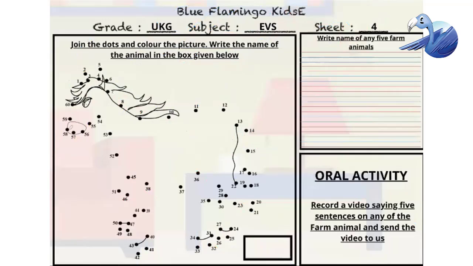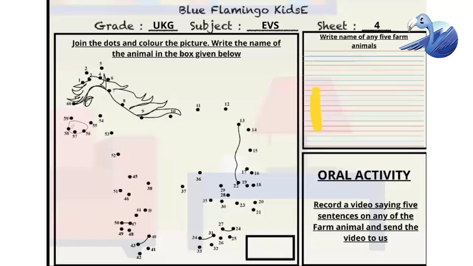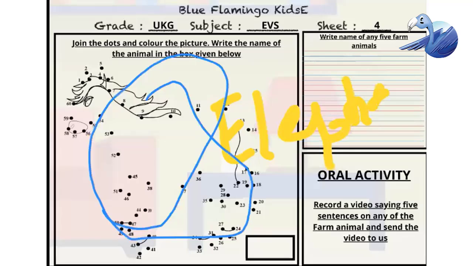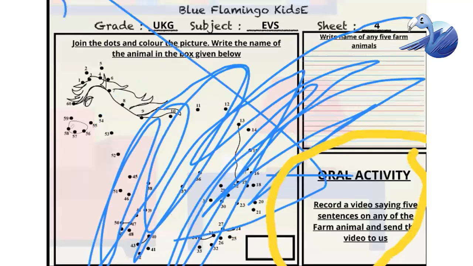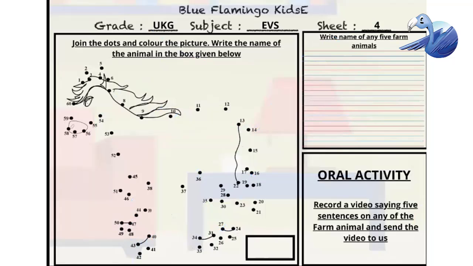Next, write the name of any 5 farm animals. You have to write farm animals here. So like rabbit, elephant. Okay, now next, oral activity. Dear students, please record a video saying 5 sentences on any of the farm animals. Okay, and send the video to us.